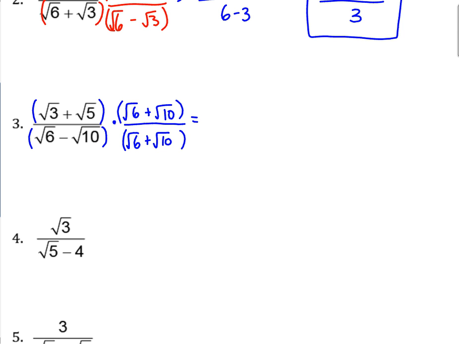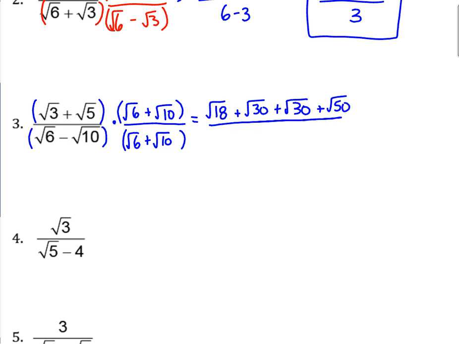Okay, guess what we have to use here? FOIL. Dun, dun, dun. Okay, everyone's best friend. Binomial man. Okay, root 3 times root 6 is what? Root 18, plus root 3 times root 10, root 30. Root 5 times root 6, root 30. Root 5 times root 10, root 50.